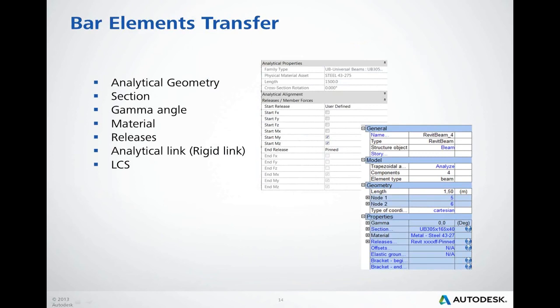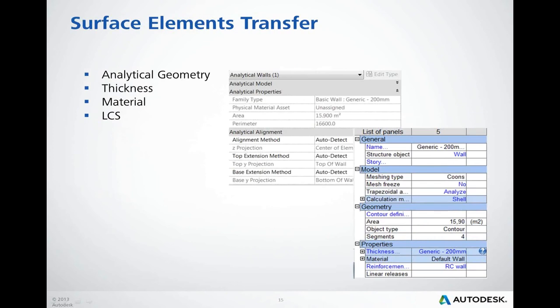Here we can see the list of bar properties exchanged between programs. They are geometry, section, rotation angle, material, releases, rigid links, and the local coordinate system of bars. And now a list of the wall, slab, or floor properties exchanged between the programs, such as geometry, thickness, material, and local coordinate system.